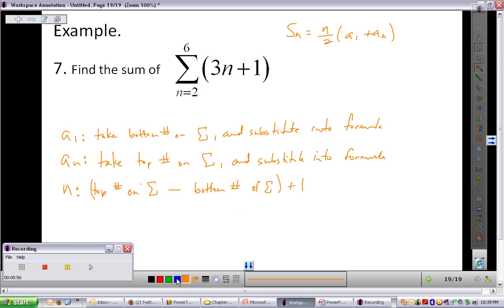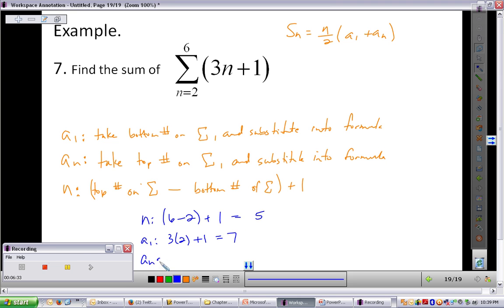So let's take a look at this example now. N: top number minus the bottom number plus 1. 6 minus 2 plus 1. 6 minus 2 is 4. 4 plus 1 ends up being 5. A sub 1: take the bottom number and plug it into the formula. So I get 3 times 2 plus 1. The 2 came from right here on the bottom. 3 times 2 is 6. 6 plus 1 is 7.